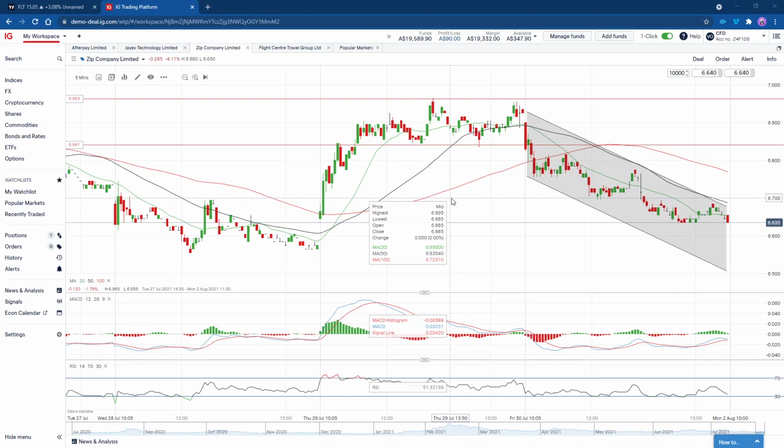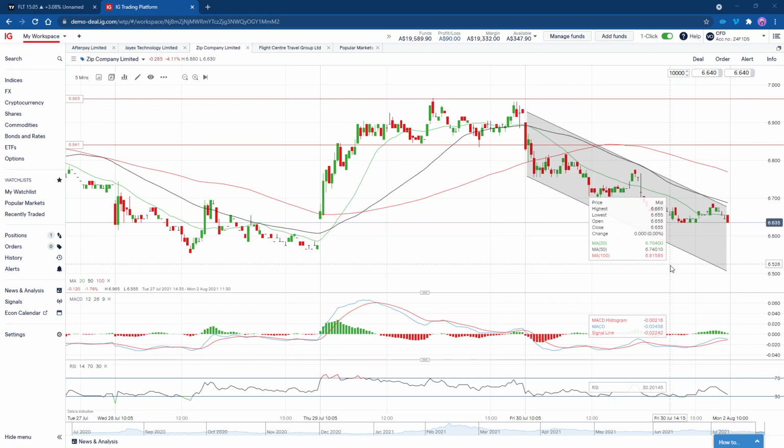Now, with that, let's come straight to the first topic that I want to cover, which is order types. If you want to buy the share that you see on your screen now, which is ZIP, a buy now, pay later company, see this here? The market is closed, obviously, but the last price it traded was 6.635. Now, pretend the market's open right now, and that's the current rate.